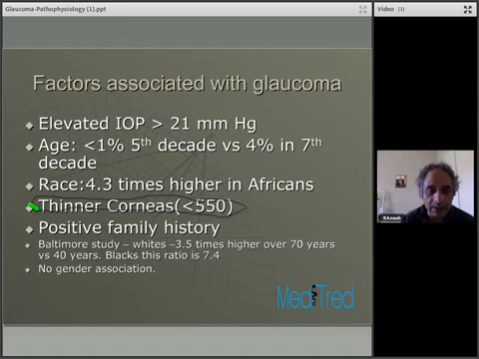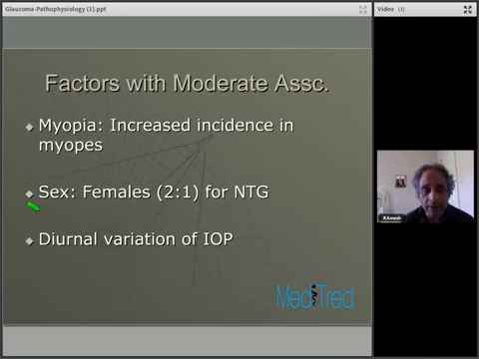The Baltimore study identified that among the white population, there is a 3.5 times higher likelihood of developing glaucoma over the age of 70 years when compared to those below the age of 40 years. For the black population, this ratio is 7.4. There is no gender association in relation to primary open-angle glaucoma. Factors with moderate association include myopia. There is no sex correlation as far as primary open-angle glaucoma is concerned, but in the special category of normal tension glaucoma, you will see that it's more common in female patients compared to males in the ratio of 2:1.